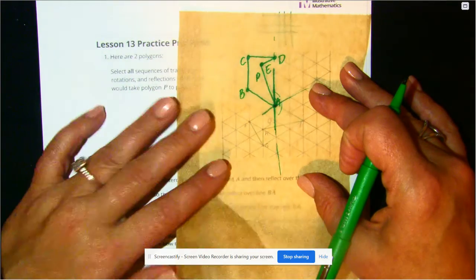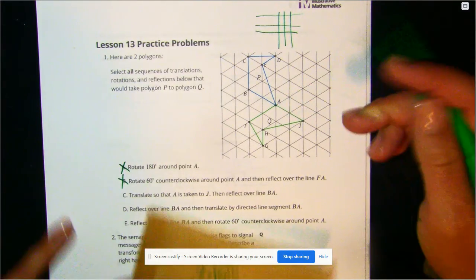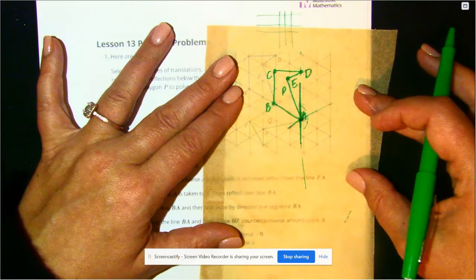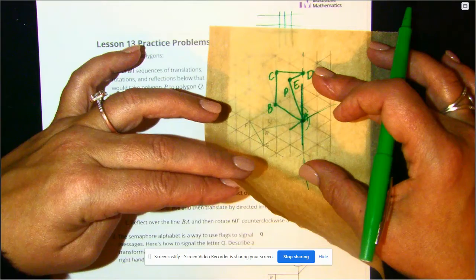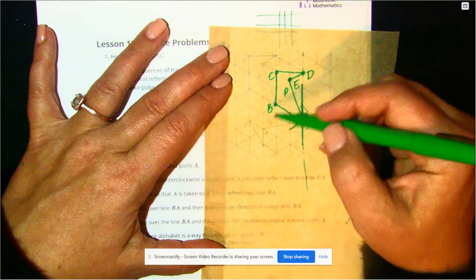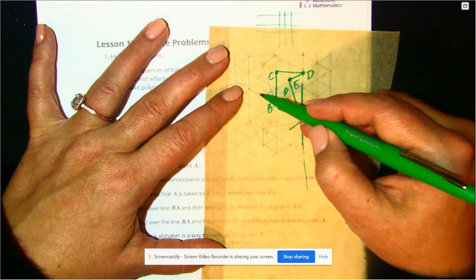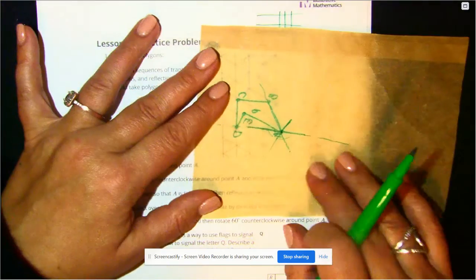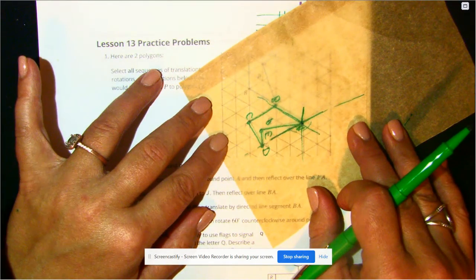Translate so that A is taken to J. So I'm going to slide this so this lands here. So here we go. I'm just going to slide so that lands there. Then reflect over BA, this line right here. BA. See this line? Is that laying on top of that?